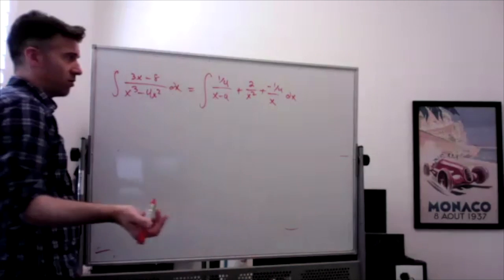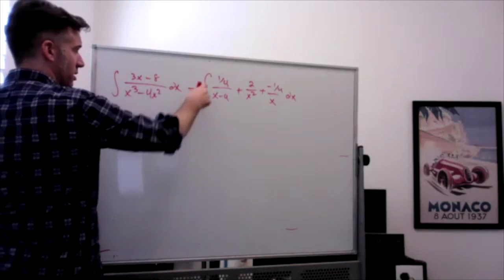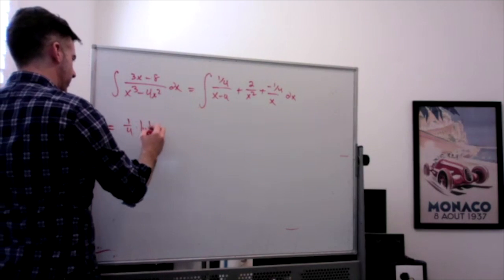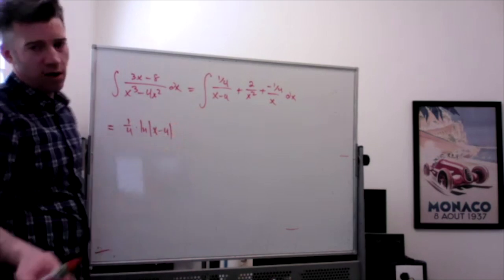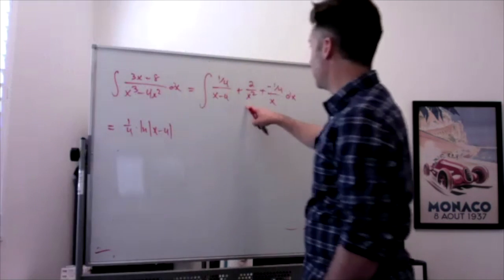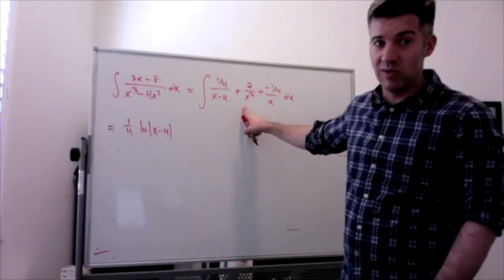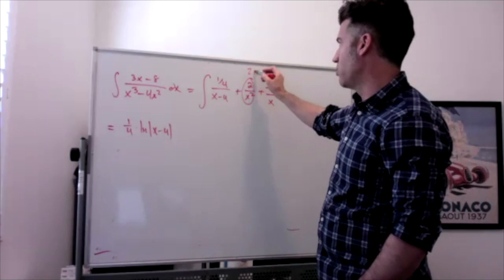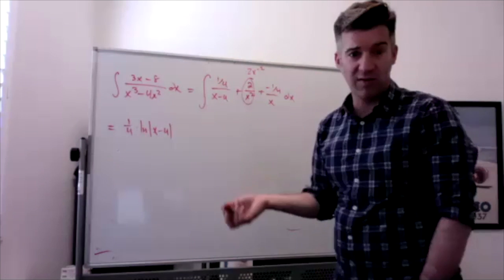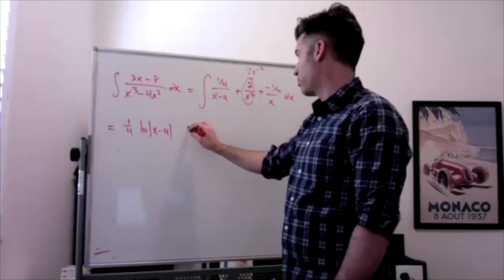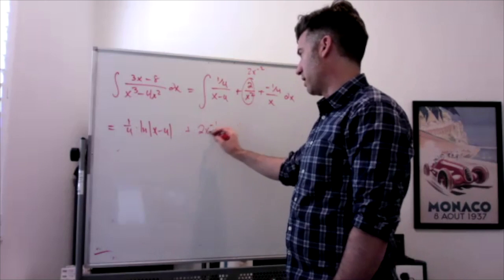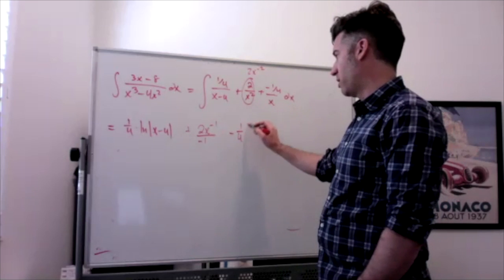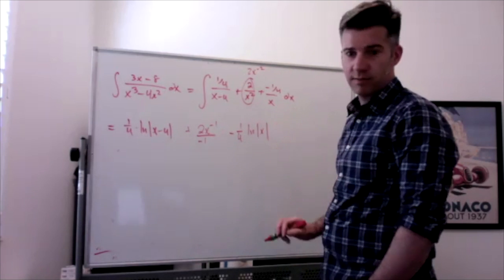Okay, two of these are really easy. The integral of 1/4 over x minus 4 is 1/4 times the natural log of the absolute value of x minus 4. Actually, they're all pretty easy. Just don't get fooled here, right? This is not going to be 2 natural log of the absolute value of x squared. The integral of this, well, this is 2x to the minus second. And the integral of that, we can just use the power rule. That's going to be plus 2x to the negative 1 over negative 1. And then finally, this is going to be minus 1/4 natural log of the absolute value of x.